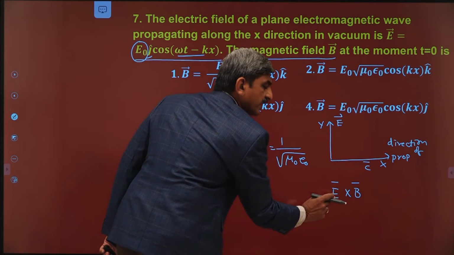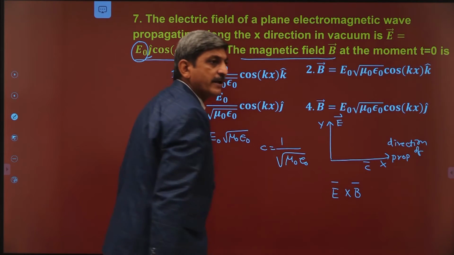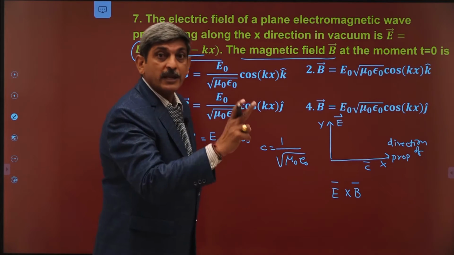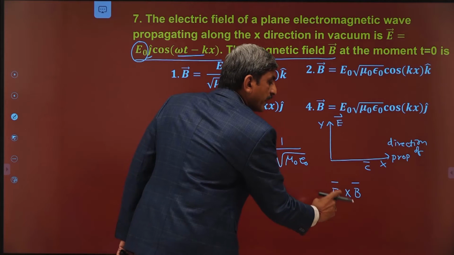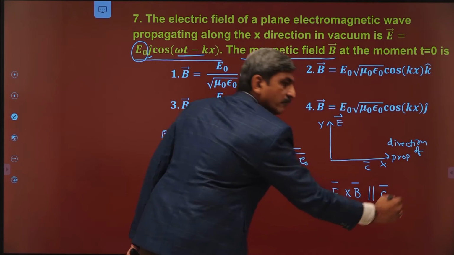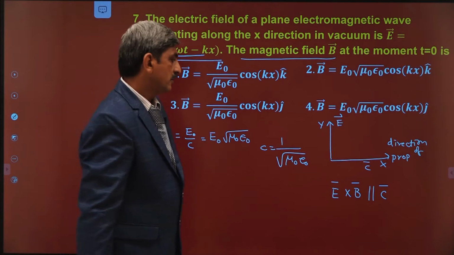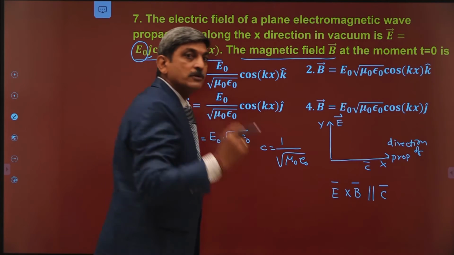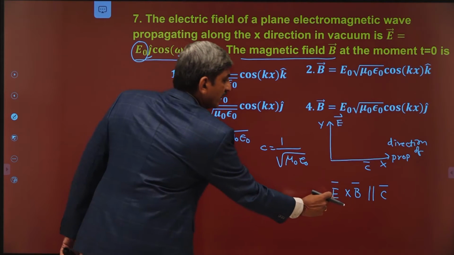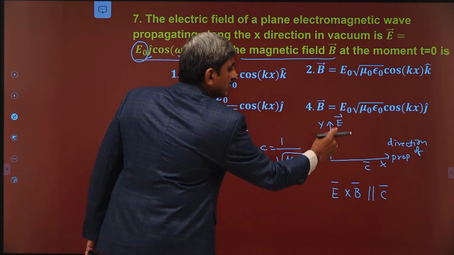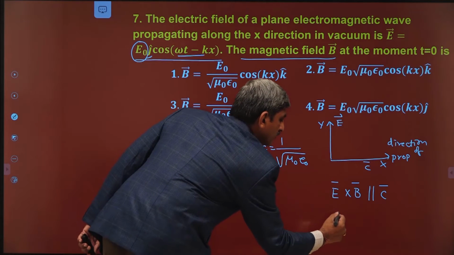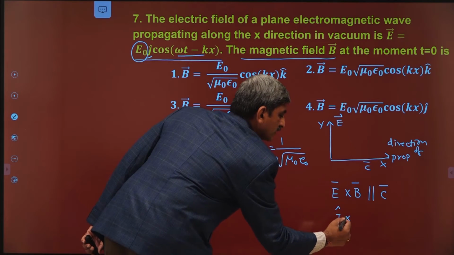See, this is the direction of the electric field, this is the direction of the magnetic field. The resultant vector of E bar cross B bar must be perpendicular to the plane containing these two, that must be parallel to the velocity vector C bar. So this is the basic principle to be remembered while determining the direction of the magnetic field. Here, what is the direction of the E bar? The direction of the E bar is along the y-axis, so the unit vector is j cap, cross.